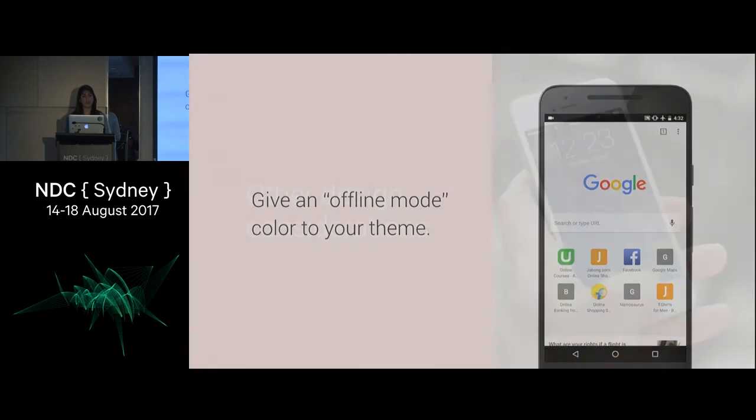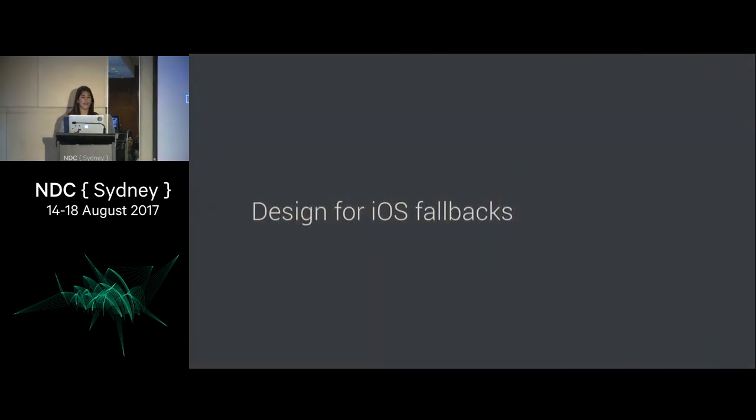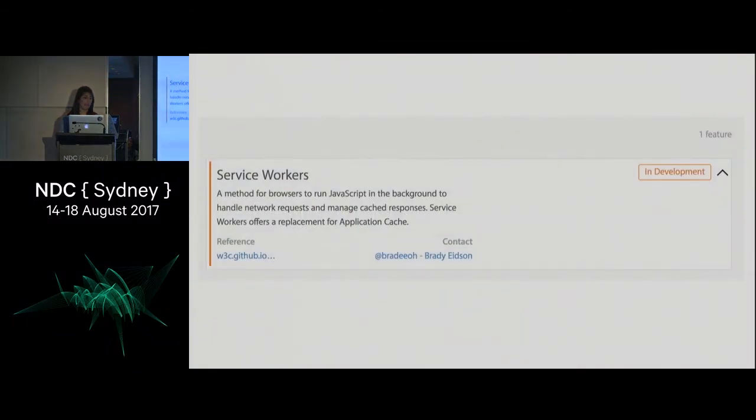Now I'm going to talk about other design considerations. For example, iOS. iOS doesn't fully support progressive web apps. It doesn't support service workers, push notifications, or installing to the home screen. But the good news is that they're working on it. And that's great news. Apple is finally working on service workers, so it's in development. But meanwhile, we should do something.